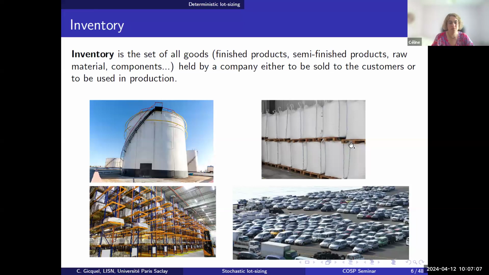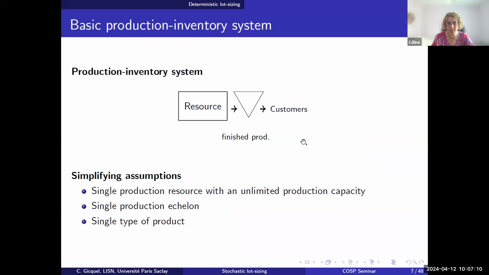So the topic of my talk will be production inventory systems, on the basic variant of this production inventory system, involving a single production resource. Here you can imagine a machine in a factory, an assembly line, an oven cooking something. And this single production resource has an unlimited production capacity. It produces finished products directly from raw materials using a single production line, and we are considering a single type of product. So a very basic situation in terms of production inventory systems.